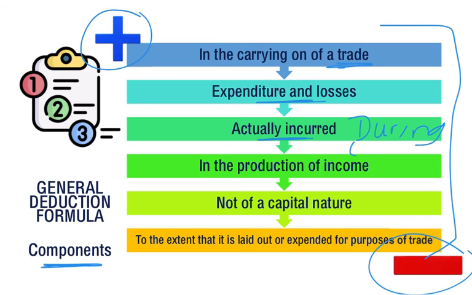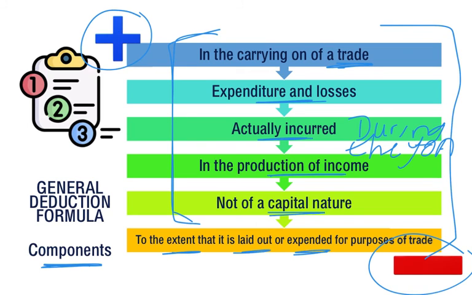during the year of assessment. It has to be in the production of income. The amounts cannot be of a capital nature, and so remember, this is the positive test. This is what I will be allowed to deduct. And then I also have to think about the negative test. I can only deduct it to the extent that it is laid out or expended for purposes of trade.